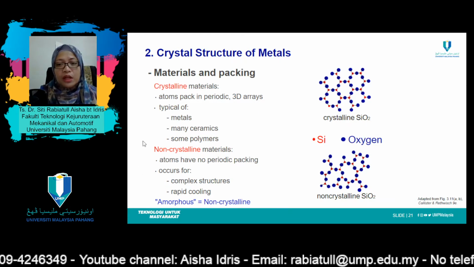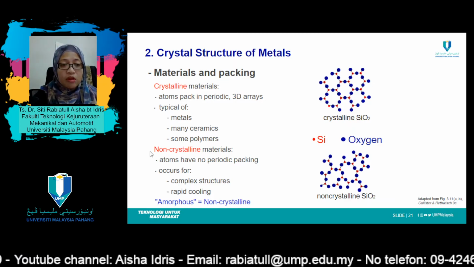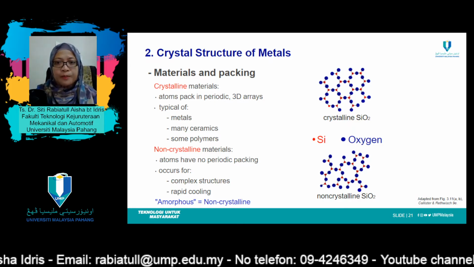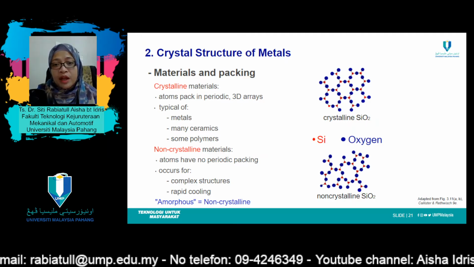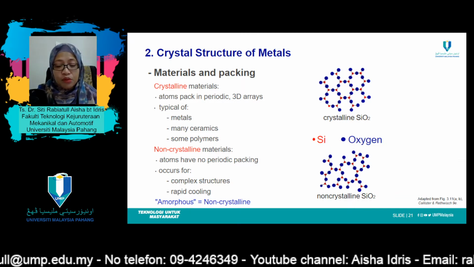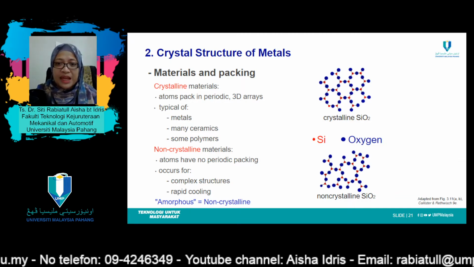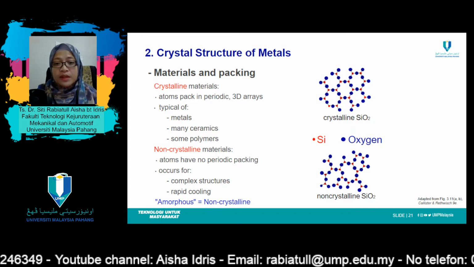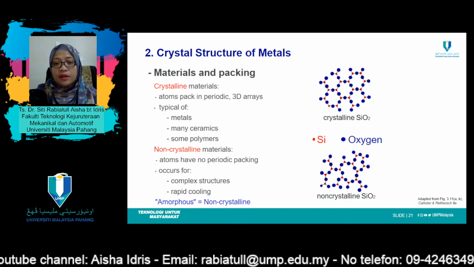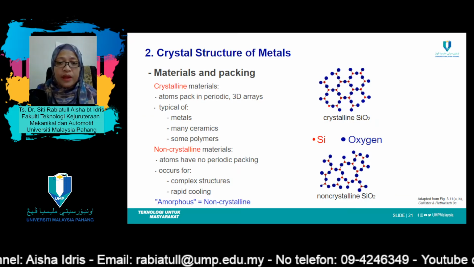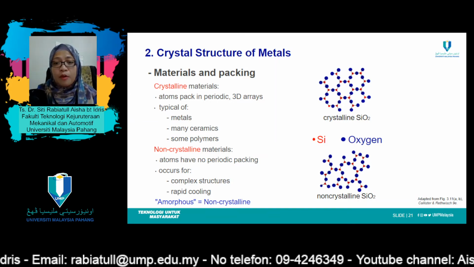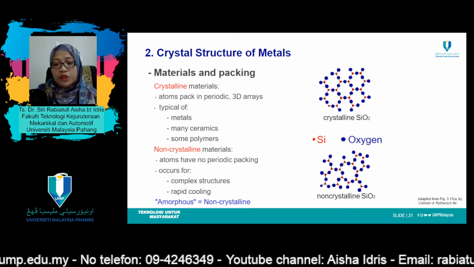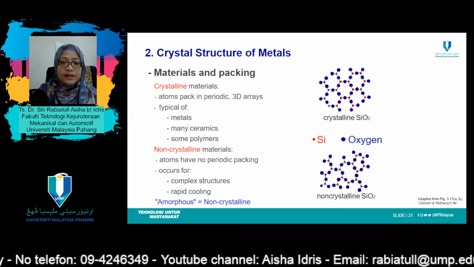And so now let's move on to chapter 2, which is crystal structure of metals. In crystal structure, there are normally two types of crystal structure that we need to know, which are number 1, crystalline materials and number 2, non-crystalline materials, also known as amorphous. In crystalline materials, the atoms are normally packed in periodic 3D arrays, whereas in amorphous, atoms have no periodic packing. Examples for crystalline materials include metals, ceramics, and polymers. Whereas amorphous normally occurs due to rapid cooling, and the structure is much more complex than crystalline materials.